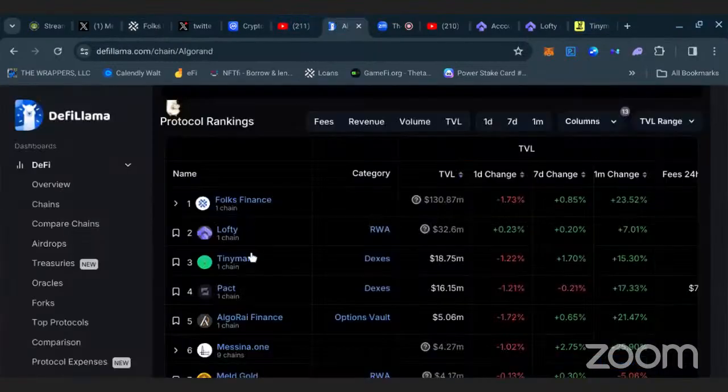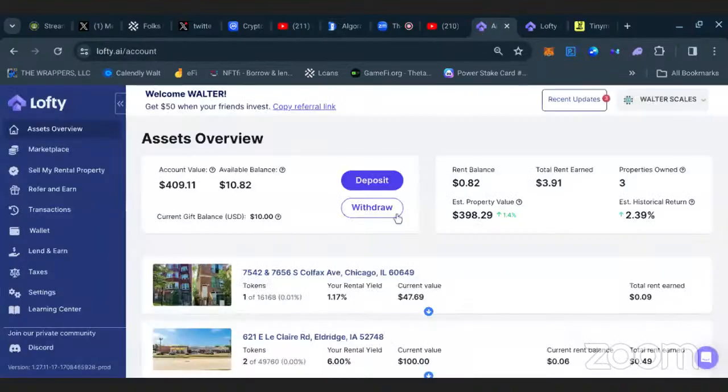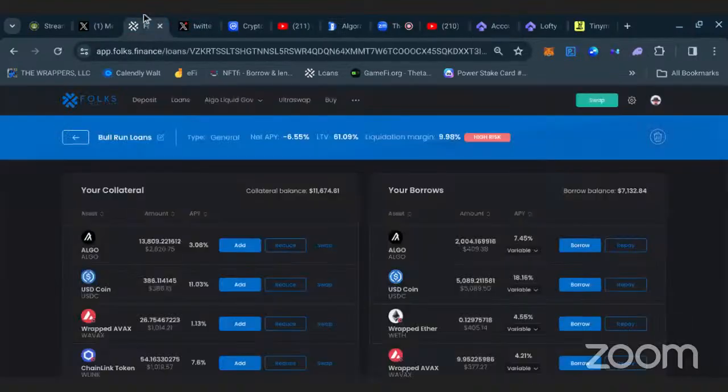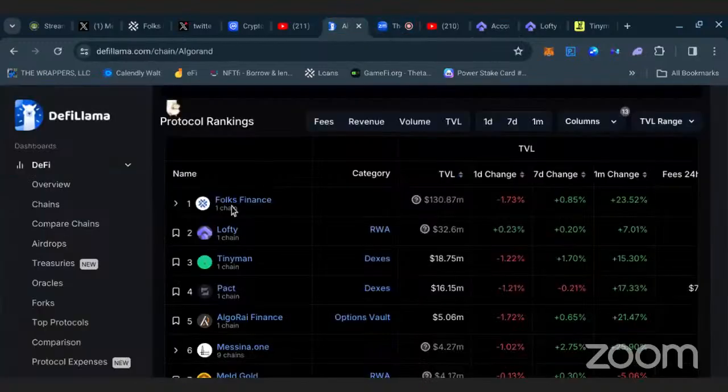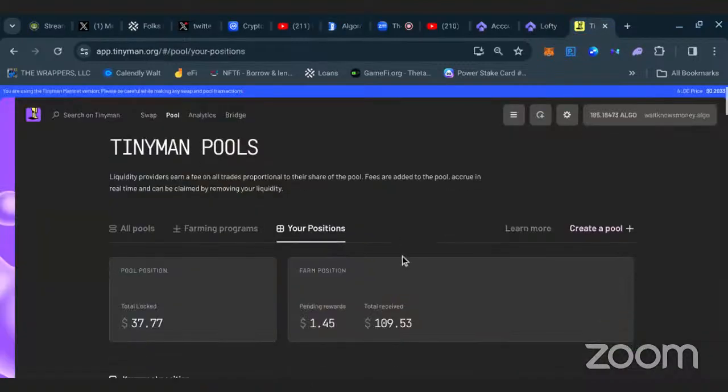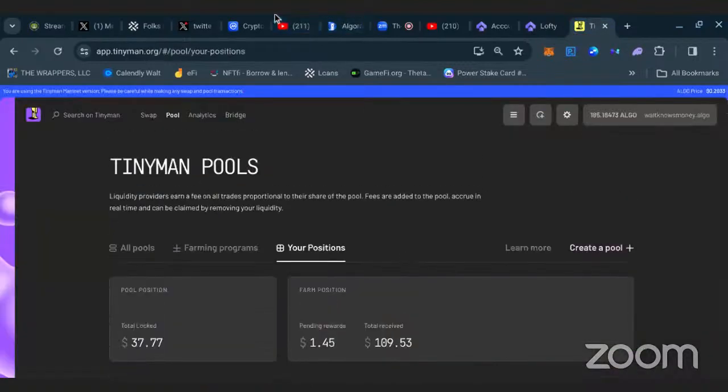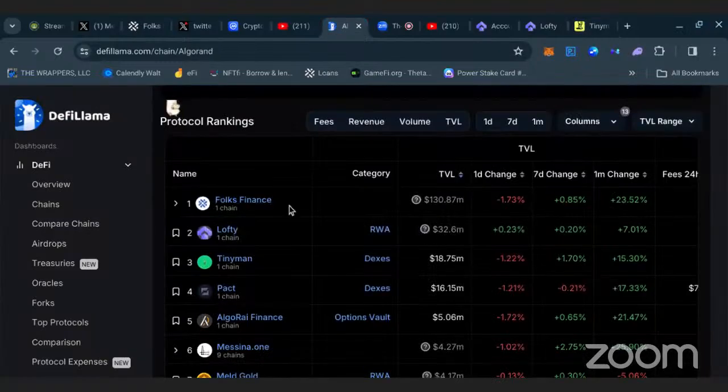Then we have Lofty, which we can see why, right? One of the places where you can private bank. You can make money every single day with Folks Finance using the strategies and using this platform. And then you can also make money every day, or you can invest in real estate every day using Lofty. That's the number 1 and 2. And then number 3, Tinyman. So these are the top 3 protocols on the Algorand blockchain.